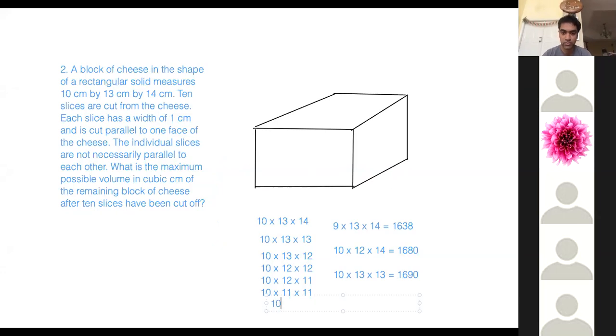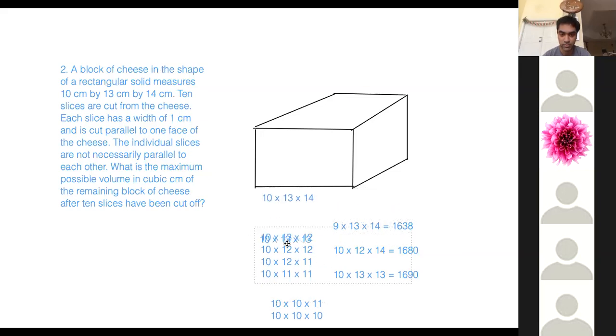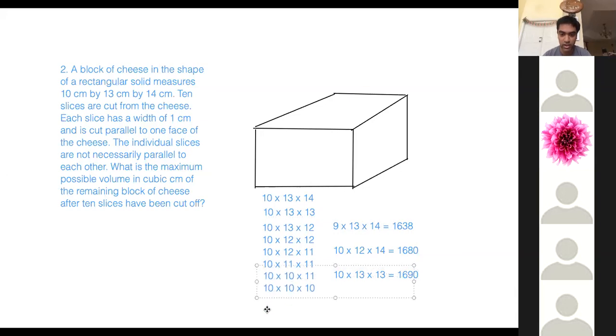Ten times 10 times 10. Okay. Now what? Okay. 9 times 10 times 10. Good. And then 9 times 9 times 10. And then 9 times 9 times 9. Good. Yep. Okay, let's see. So we've cut 1, 2, 3, 4, 5, 6, 7. Now the last 3 would be 9 times 10 times 10.